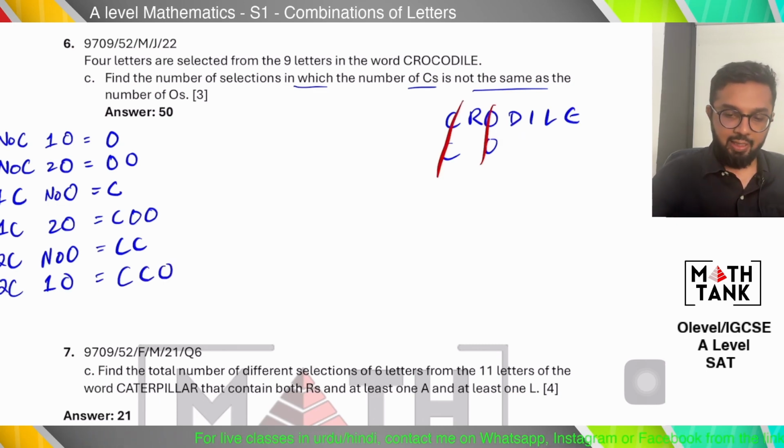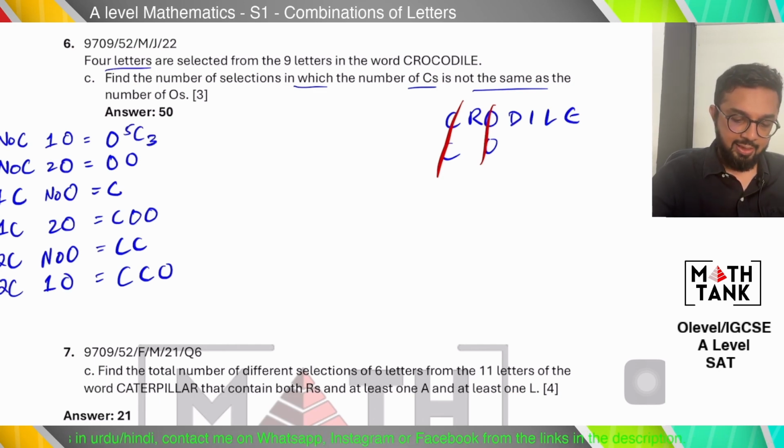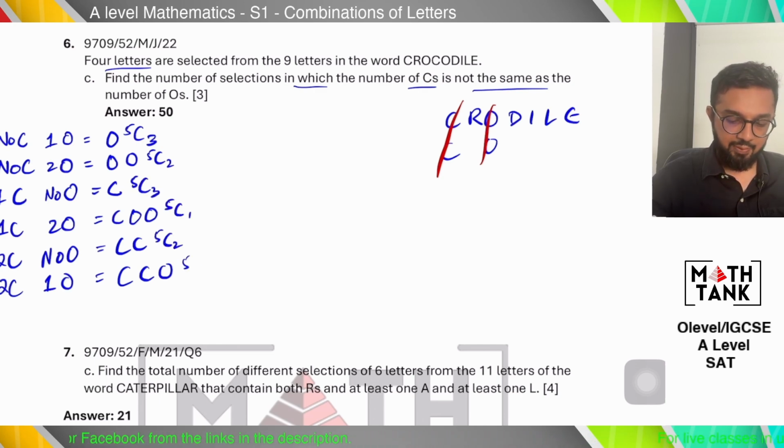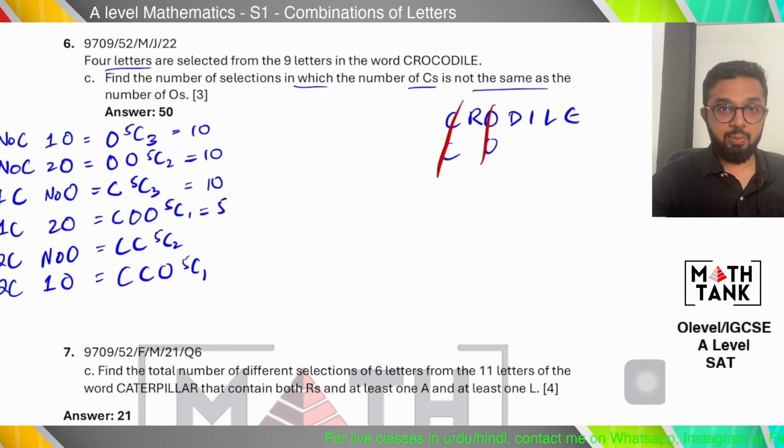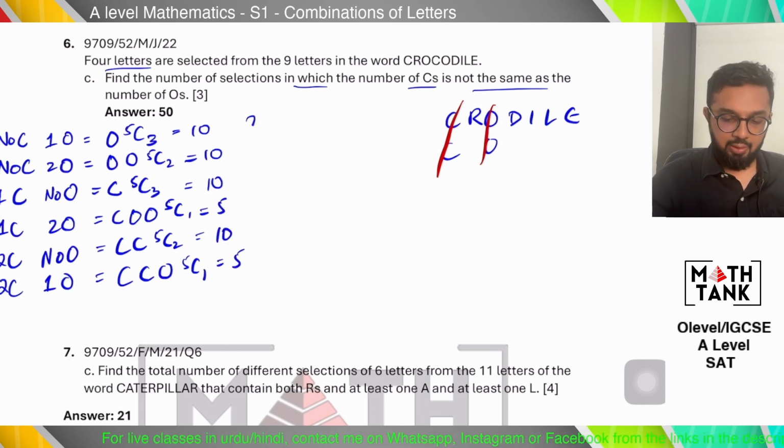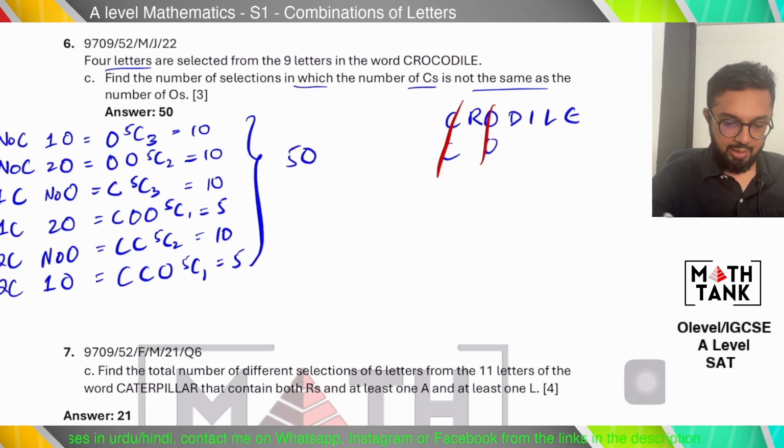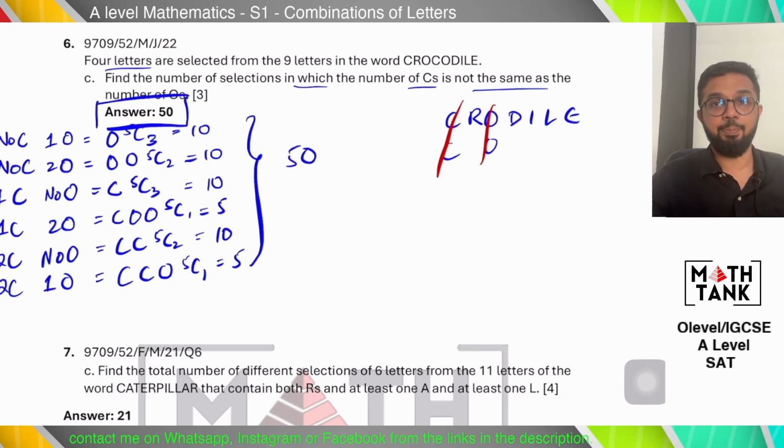Okay, now how many letters other than C's and O's are there? So I'm left with five letters. I needed to select a total of four letters. So I'm going to say 5C3 here, 5C2, 5C3, 5C1, 5C2, and 5C1. 5C3 gives me 10, 5C2 gives me 10, 5C3 again gives me 10, this gives me 5, this gives me 10, and that gives me 5. So do I have a total of 50? Yes, that is indeed the correct answer.